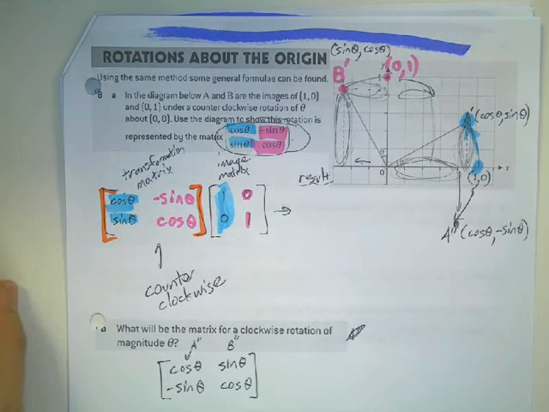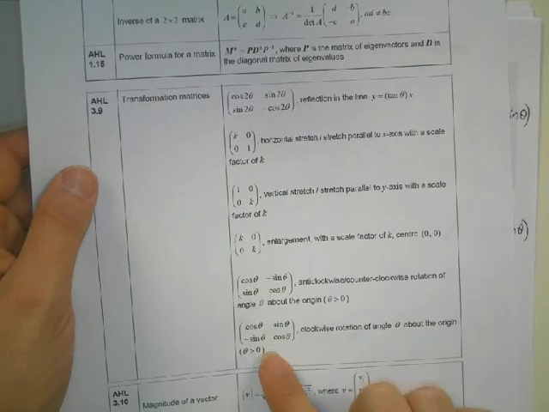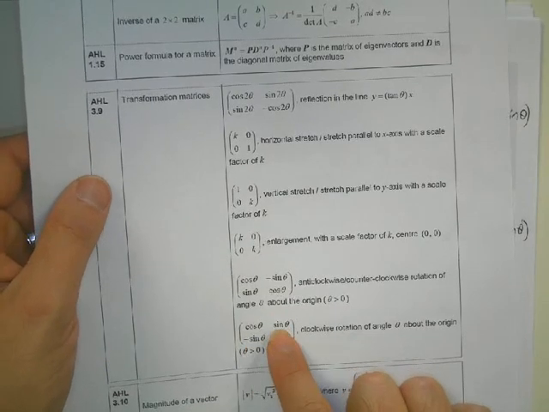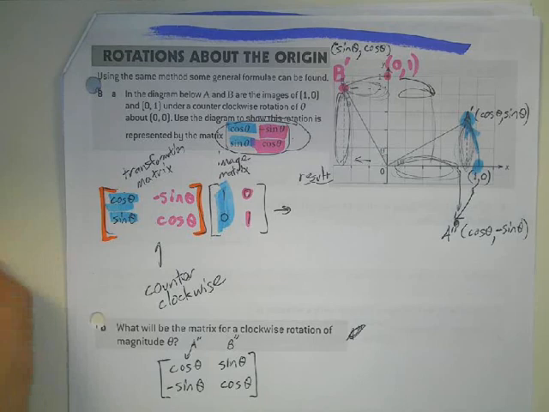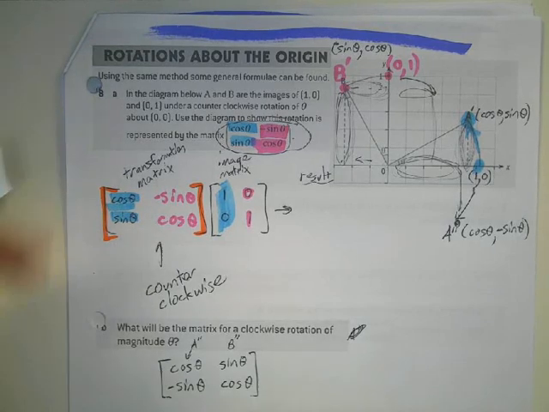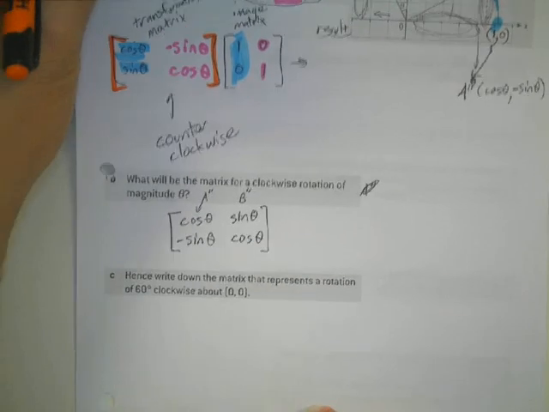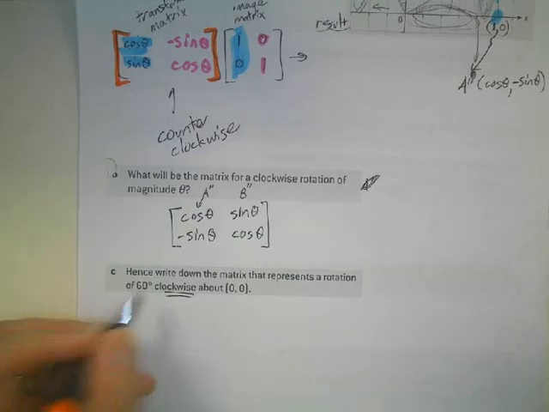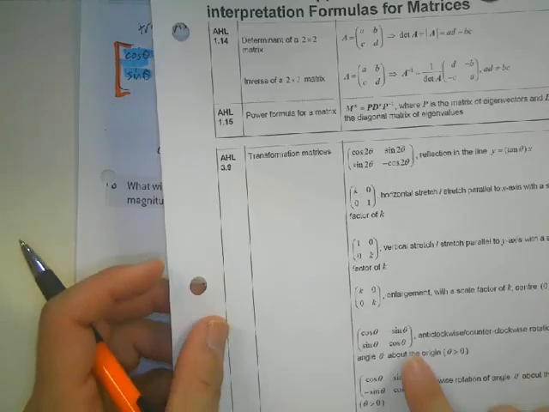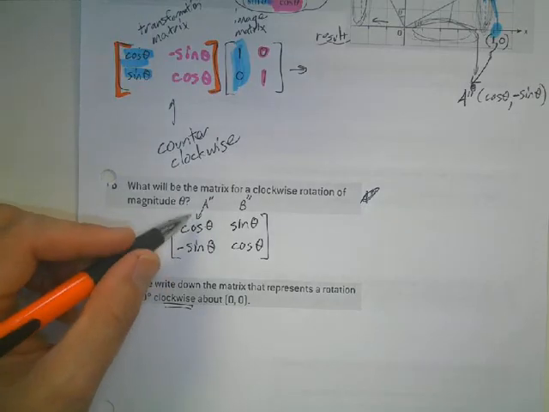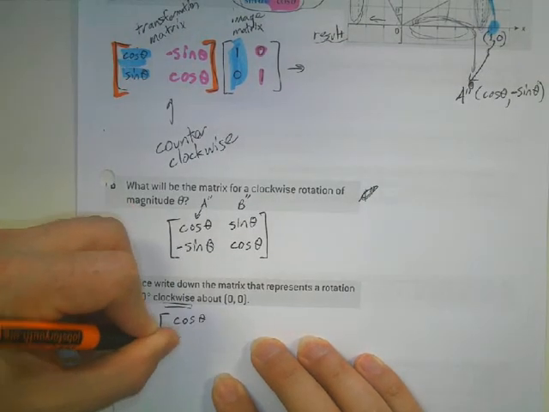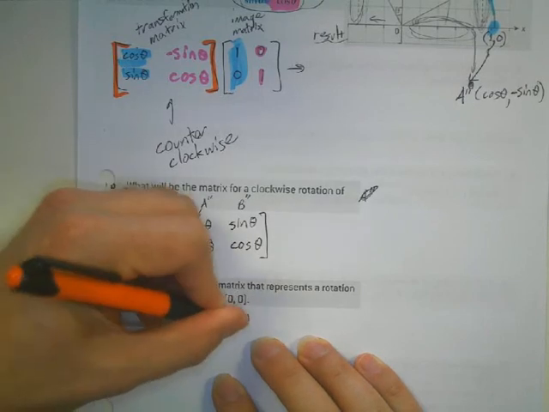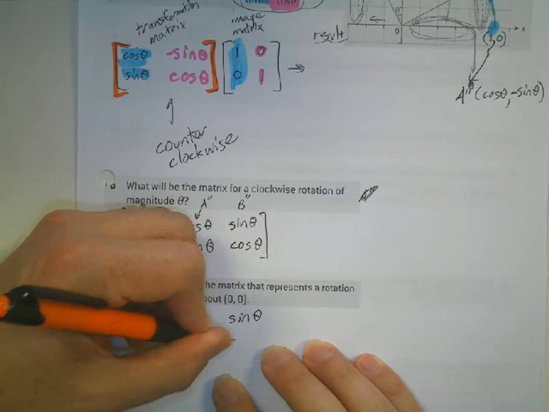Once again, you don't need to memorize this. All of these are on the formula sheet. You don't need to memorize that transformation matrix. Hence, write down the matrix that represents a rotation of 60 degrees clockwise. If I'm going to rotate clockwise, I'm going to use this transformation matrix: cosine theta, negative sine theta, sine theta, cosine theta.